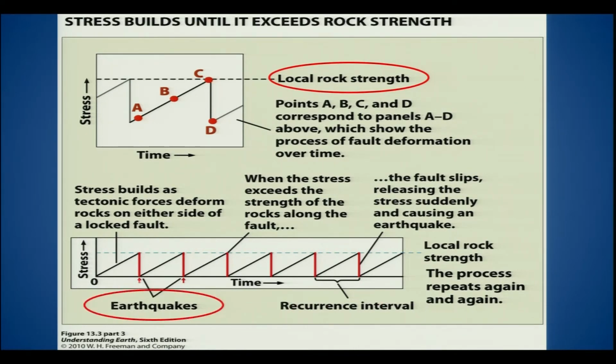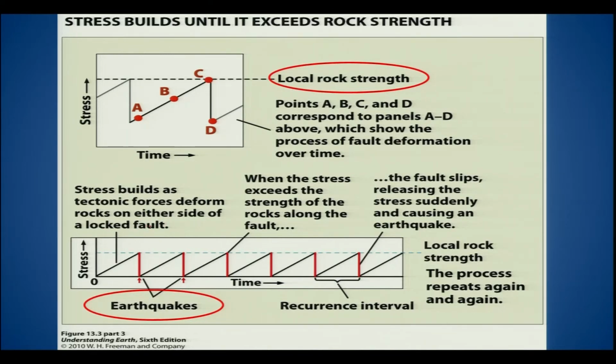These are the earthquakes which have been shown here. And over the time, stress builds as tectonic forces deform. As I was talking about in one slide in the last lecture, we have the plate motion and plates are colliding. So, that stress is building up along the collision zones, subduction zones or the transform fault zones. The tectonic force deforms rocks on either side of the locked fault.